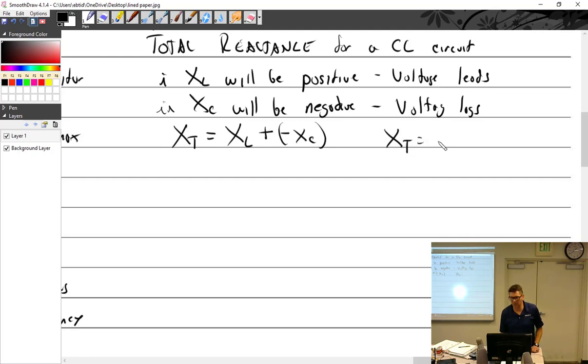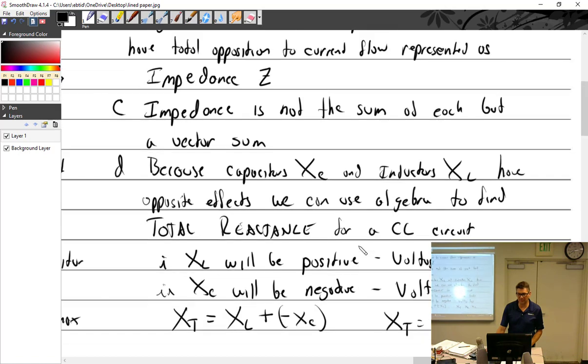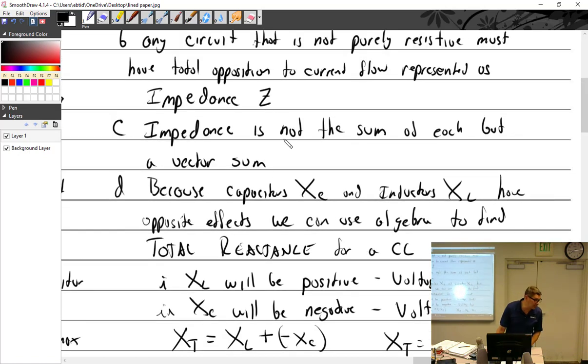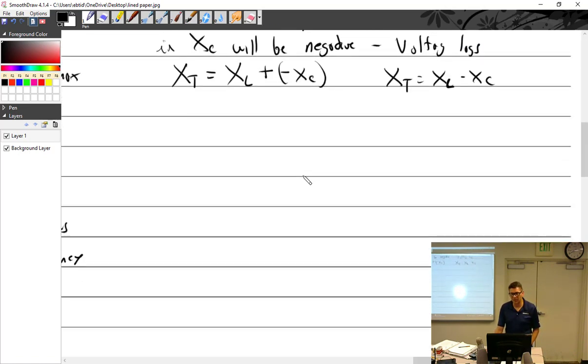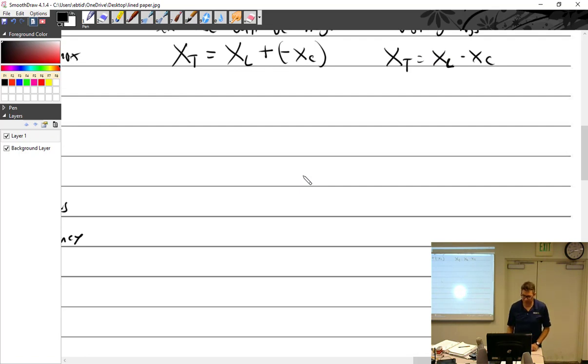X total equals X of L minus X of C. And that would work out fine because you'll still get a positive or negative number. So I prefer the X of L minus X of C. It works. All right, but like I said, because impedance, Z, is a vector sum, this is what we're going to do.